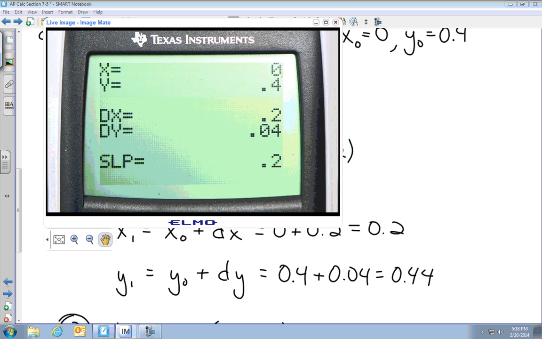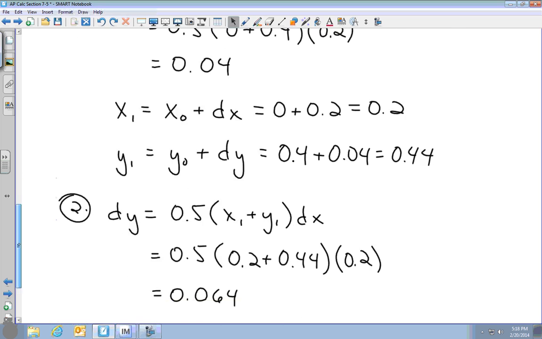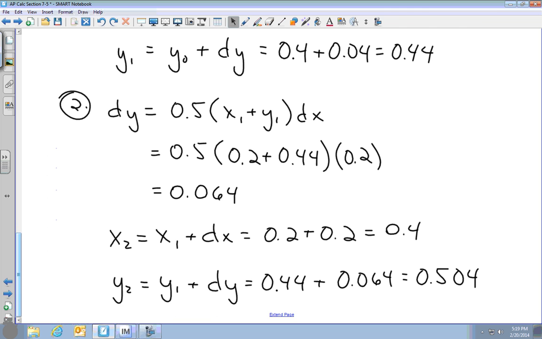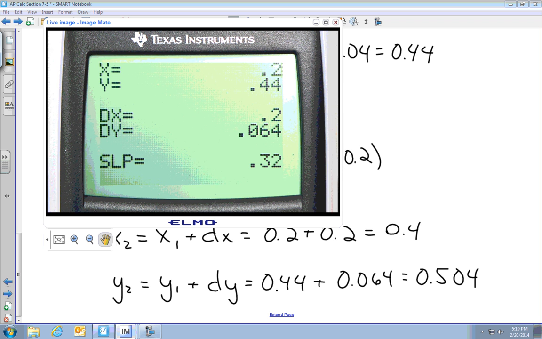And when I press enter, notice that the next point that it gives us, x is 0.2 and y is 0.44. There's the calculation over on the right that we came up with for that second point. And notice that it gives us the calculation then for dx we know, but dy is 0.064. And so if you look at your second calculation here, we had that dy was 0.064. And finally, if we press enter, it gives us the next point, at 0.4 for x and 0.504 for y. So those are the same.